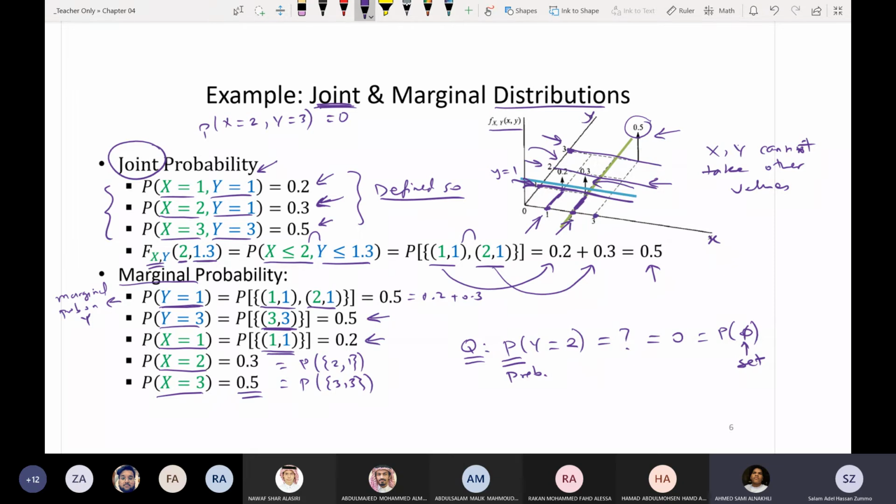Now you can ask yourself what is the corresponding set to y equals 2. What is the corresponding event in S? It's equal to phi. This is what we do: in order to find the probability of y equals something, we go to the corresponding event in S. If it is phi, it's 0, meaning the probability equals 0. Okay? We must always distinguish between the probability and the set, or corresponding event.